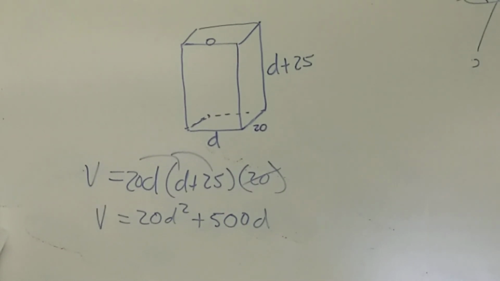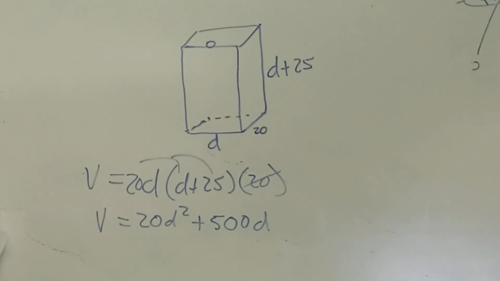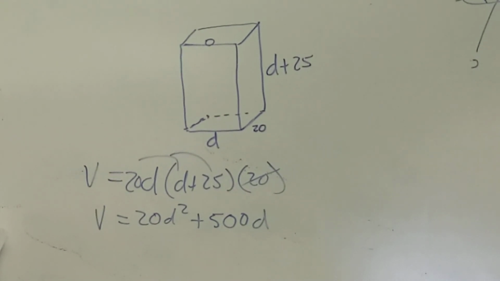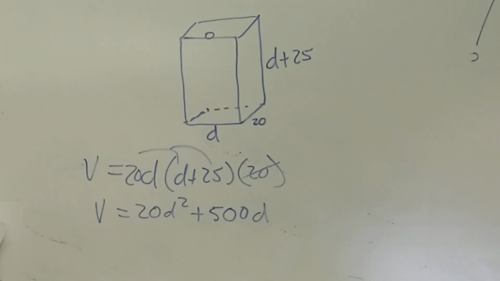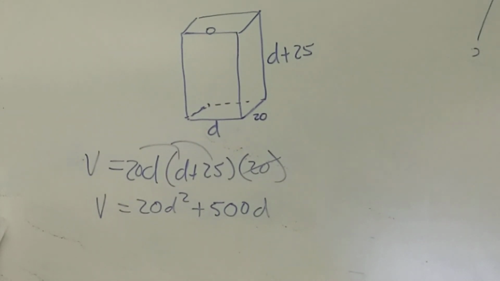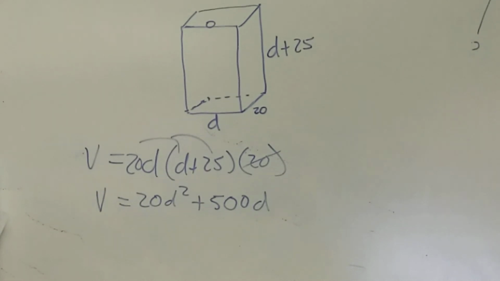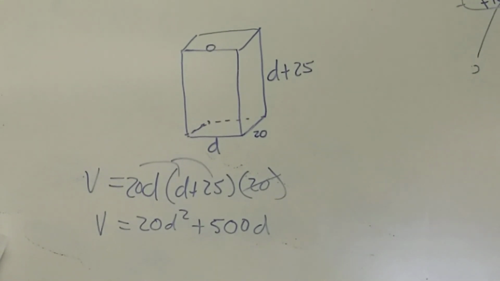And then it says, what is the degree of the polynomial? 2. It's the highest exponent, right? And then it says, what is the leading coefficient? 20. It's the number in front of that squared term. And that's all it asks. It doesn't have you set it equal to anything. So, everybody got it? Those are the 3 other ones.